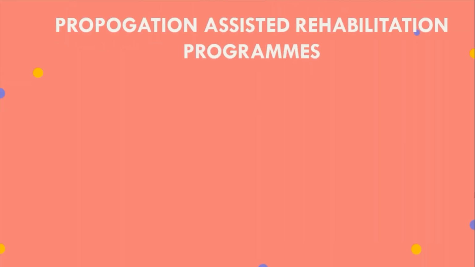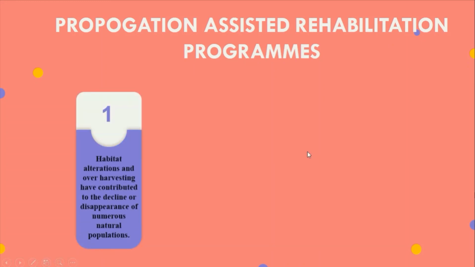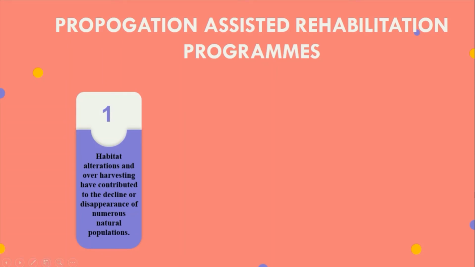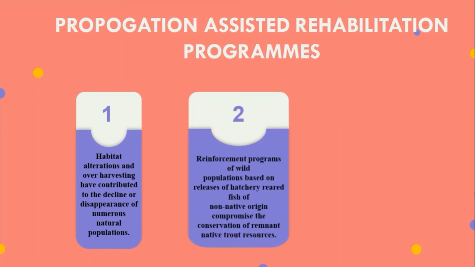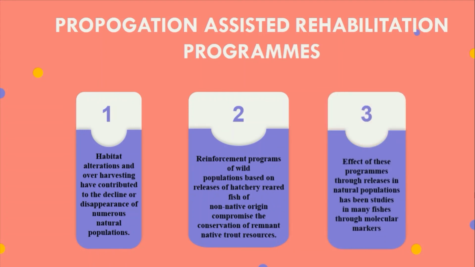Lastly, we have application in assisting rehabilitation programs. Habitat alteration and overharvesting have contributed to the decline and disappearance of numerous natural populations. In addition, reinforcement programs of wild populations based on release of hatchery-reared fish of non-native origin compromise the conservation of remaining native trout resources. The effect of programs releasing fish into a natural population has been studied in many fish through molecular markers.